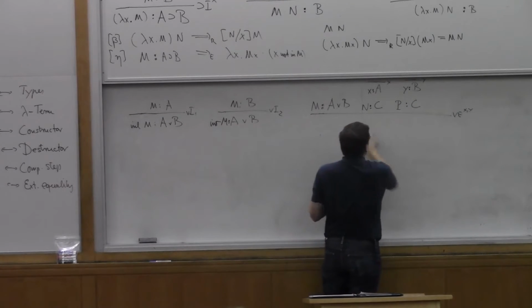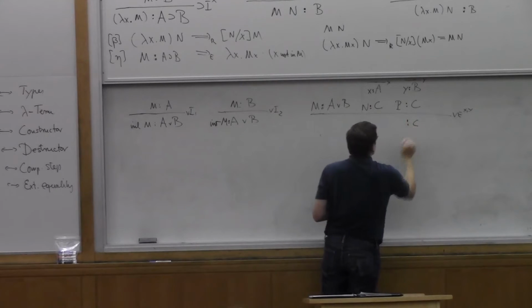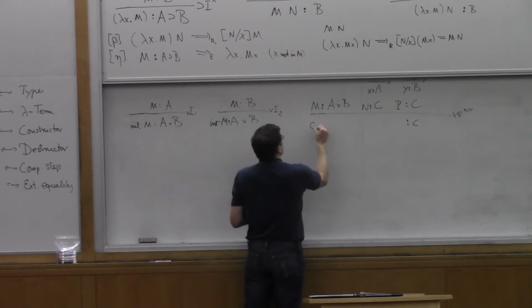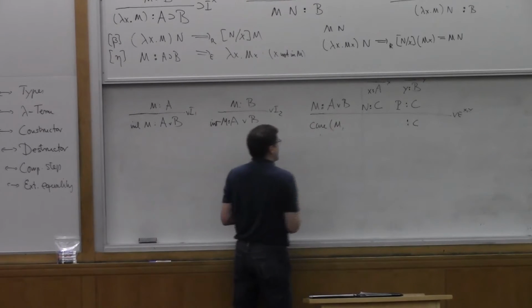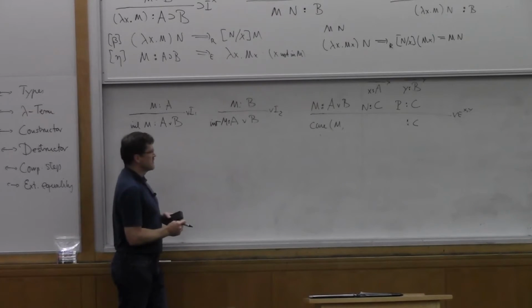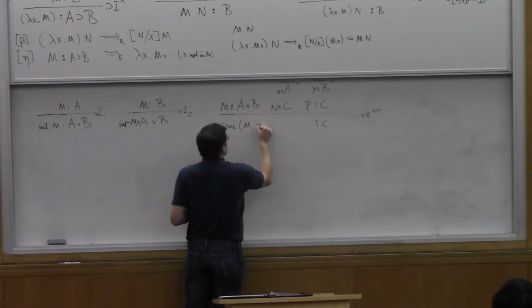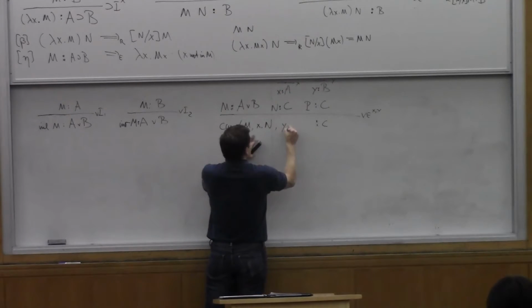And what is my overall proof of C? Okay, the proof of C is going to be a case construct. I'm going to write it like this. So we do case over M, depending on what M is. If M is an in left, then we go this branch, so we do X and then N. And here we have Y and then P.